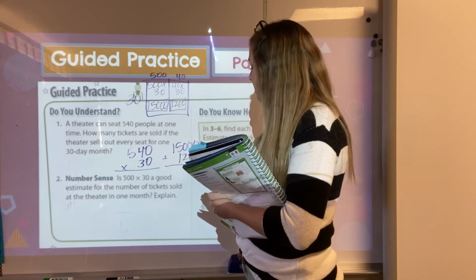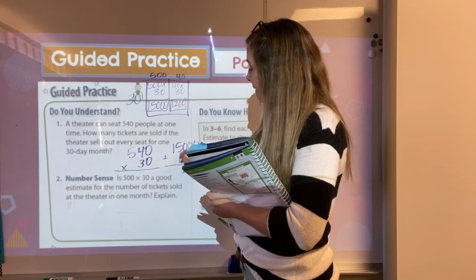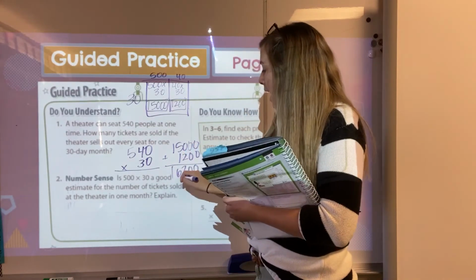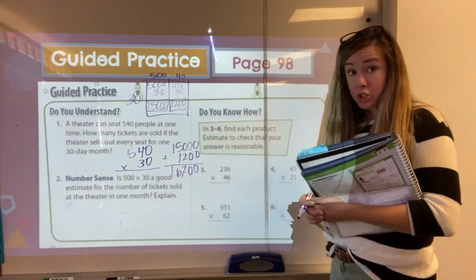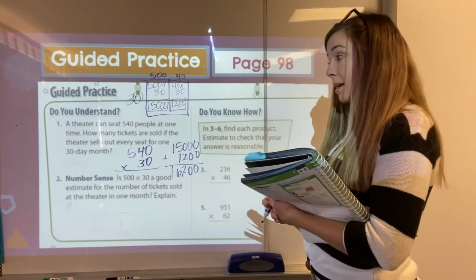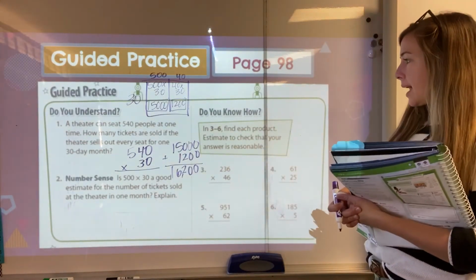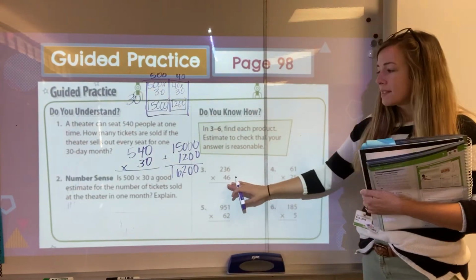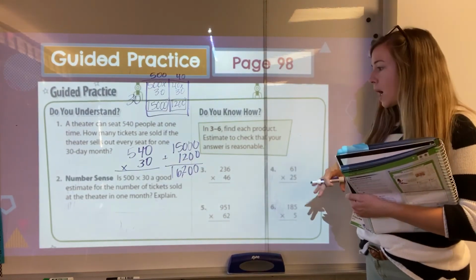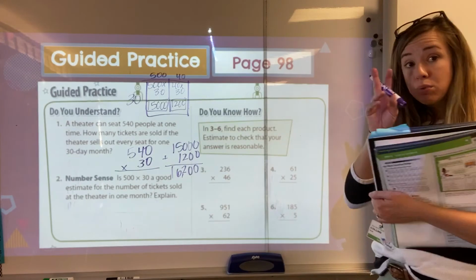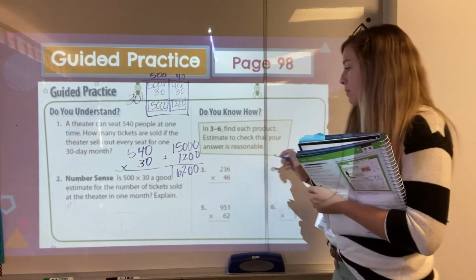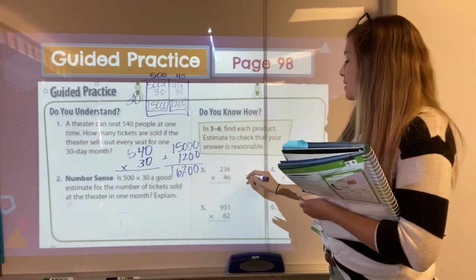Like so. And we get 16,200 tickets. That's a lot of tickets. I wonder what they were playing. Something good. Okay, let's go ahead and work through a couple of these. I'm going to do one standard way, one box way, and then I'll give you 2 to try on your own before math groups. So we have 236 times 46.